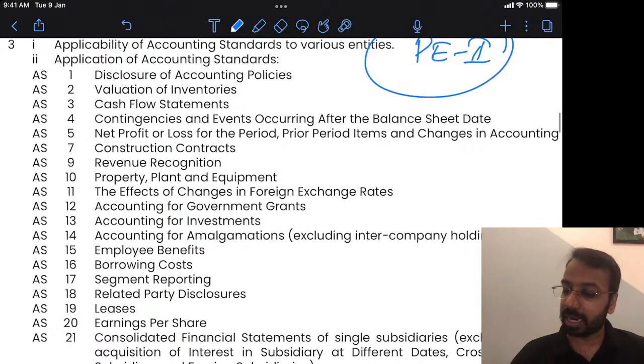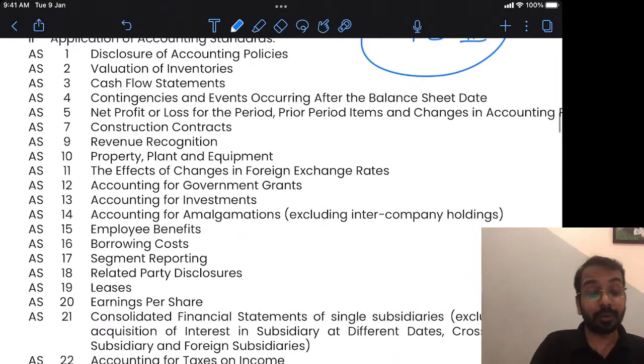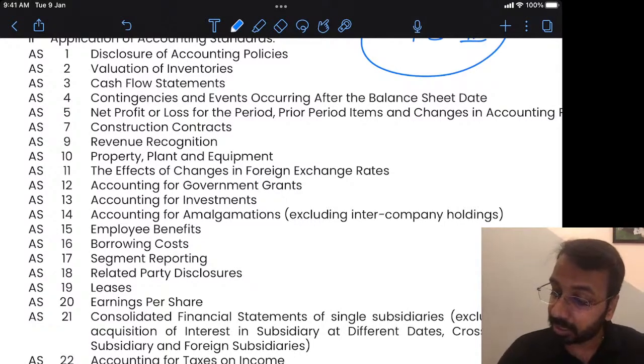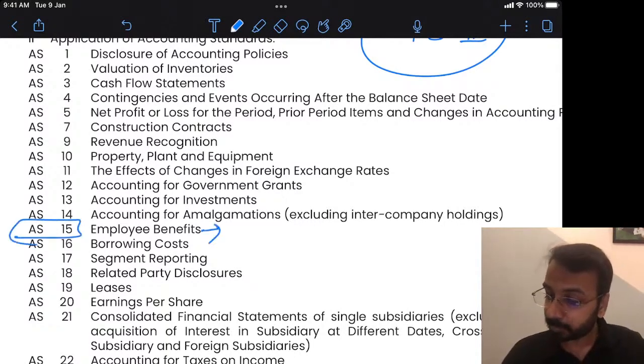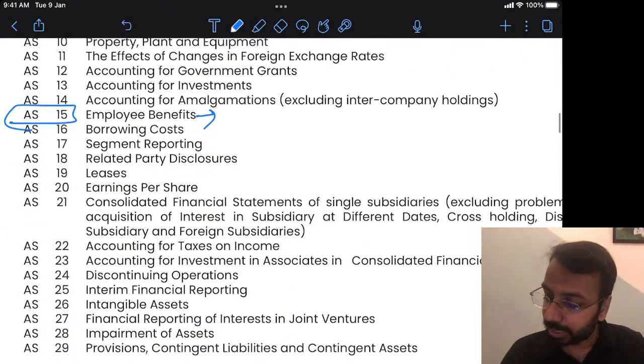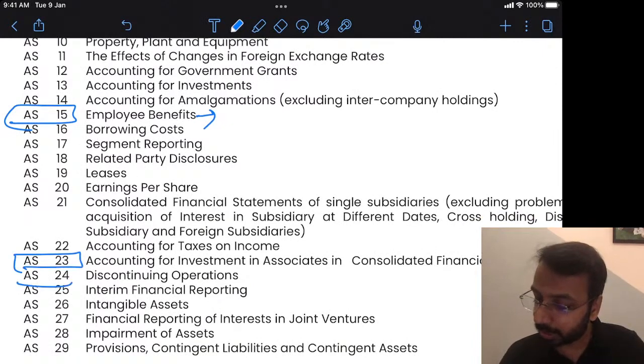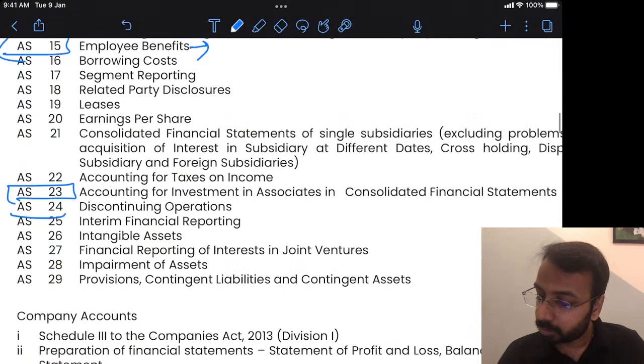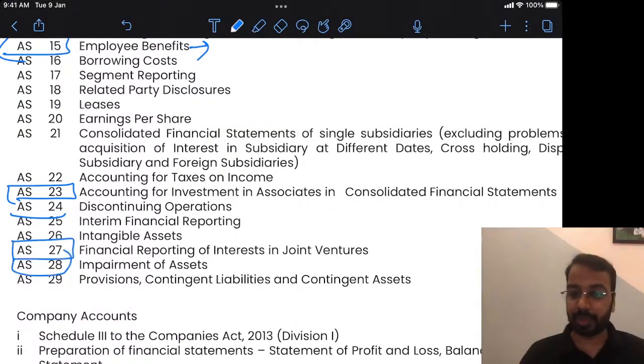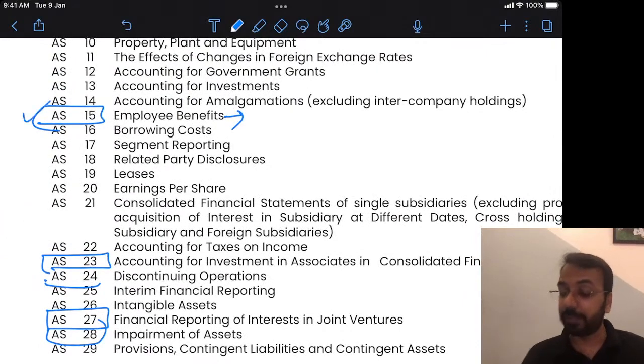So you have new standards which were not there in Group 1 and Group 2. See, Group 2 standards have been moved to Group 1, but there are standards which were not there in Group 2. Even those have been included. Sir, what are those? AS 15, this was not there. Then AS 21 was there, AS 23 was not there, AS 24 was not there, AS 27 was not there. Impairment, I think AS 28, was not there either. These are new standards, very difficult standards I should say, which have been added.